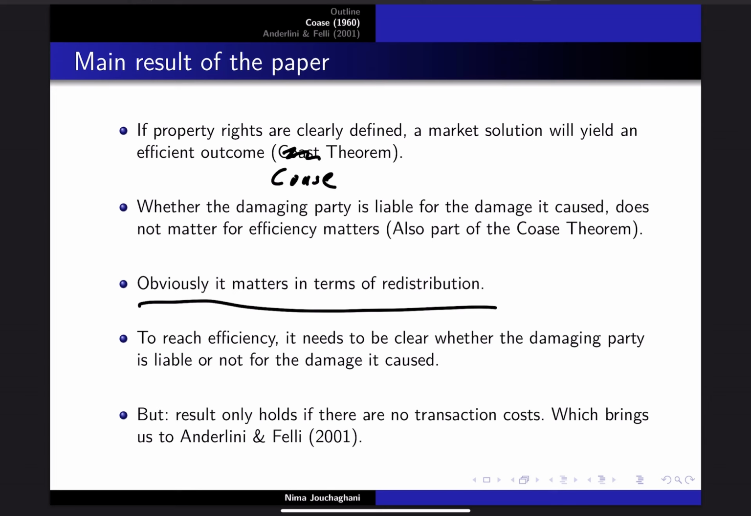It doesn't matter for the efficiency outcome, but still, in order for the market to be able to deal with the externality, it needs to be clear whether the damaging party is liable or not. And this brings us to the next paper, which is then saying that this result only holds if there are no transaction costs. And this is the starting point of the Andolini and Feli paper.